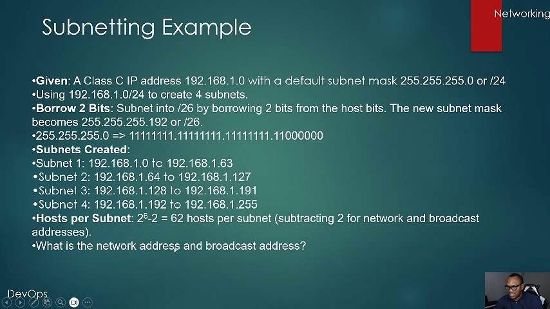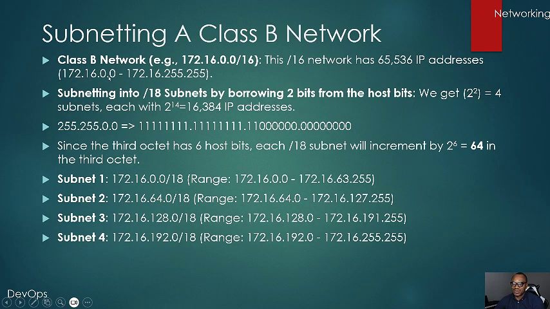So let's move on. Let's look at another example of subnetting. We are subnetting a Class B network, 172.16.0.0. The CIDR is /16, and we know that you can create 65,536 IP addresses from this network, and we want to create 4 subnets out of it. So we borrow 2 bits.